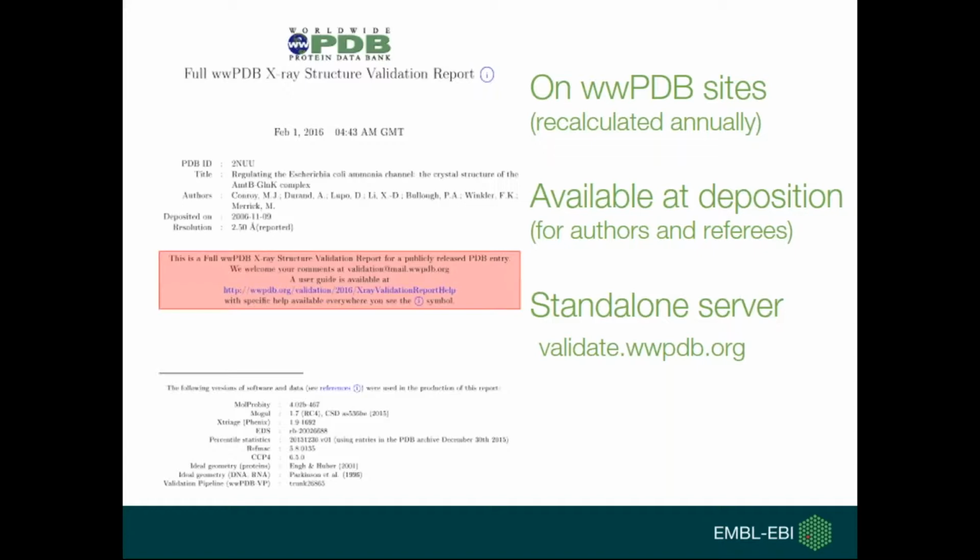It's also available at deposition, so if you solve a structure and you deposit it with the PDB, we supply a report at the time of that, and that's for the authors to look at and hopefully to go out to referees when the paper is being published, so the referees can assess the quality of the data. And there's a standalone server too, at that URL, validate.wwpdb.org, and you can put any model and any experimental data in there to assess what we will say about it when you submit it.